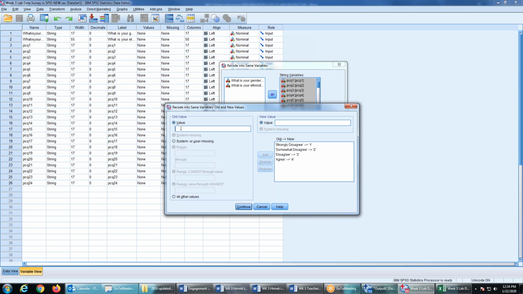Looking at your notes, you have 1 equals strongly disagree? 1 is strongly disagree, but I think that's wrong in the notes, because I remember scoring this for my dissertation. Wouldn't your somewhat disagree be a 3 and your disagree be a 2? Because somewhat is less stringent than disagree. I think I wrote it wrong. Yeah, I did. Okay.